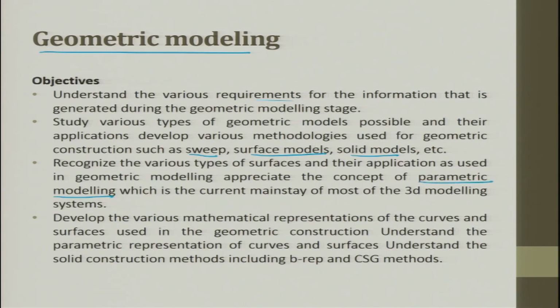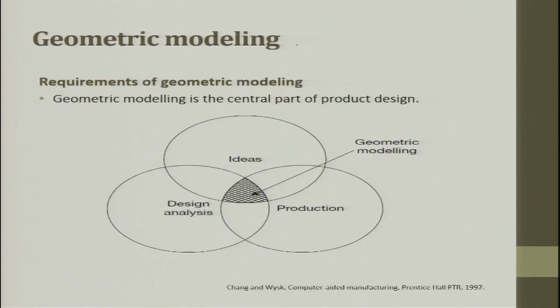Parametric modeling, which is very important, we will see later, is the current mainstay of most of the 3D modeling systems. Develop the various mathematical representations of curves and surfaces using the geometric construction. Understand the parametric representation of curves and surfaces, and then finally understand the solid construction by including BREP and CSG. When we talk about geometric modeling, the requirement is you have to have an idea, you have to have a production, you have to have a design analysis. The center part is the geometric modeling. The geometric modeling is the center part of the product design.